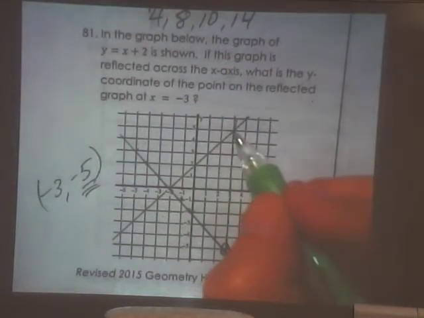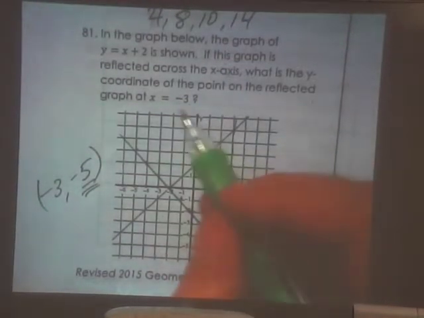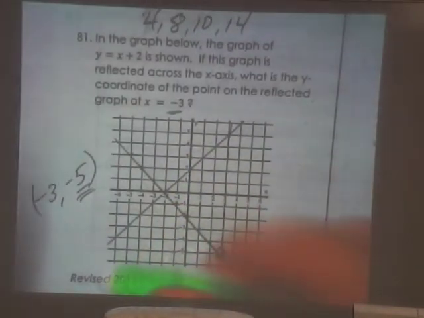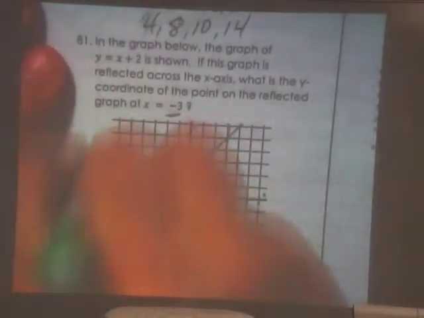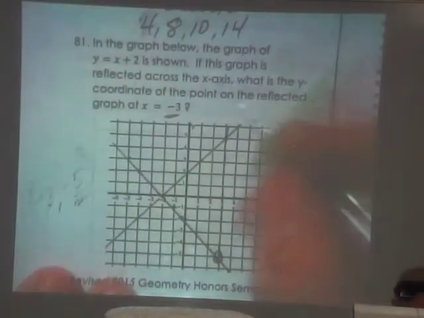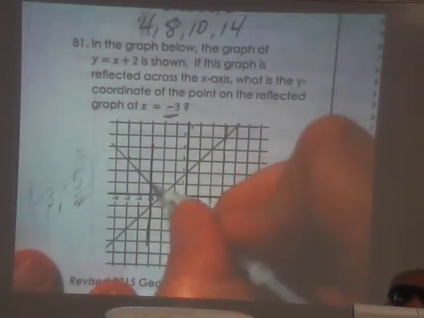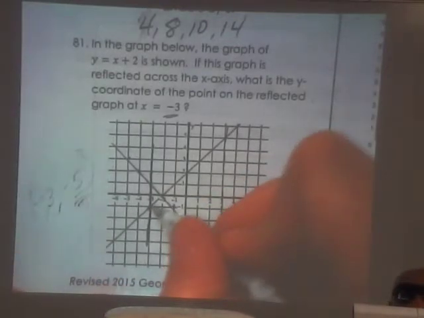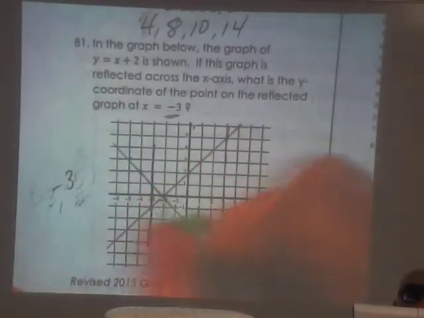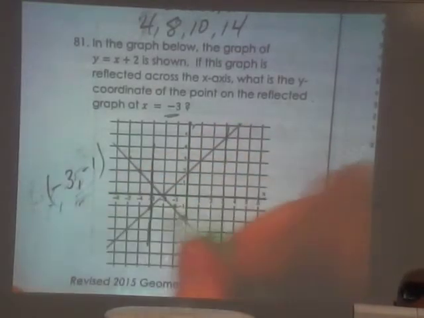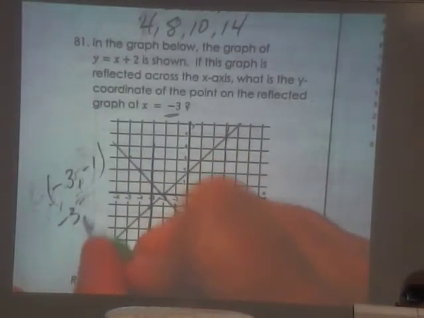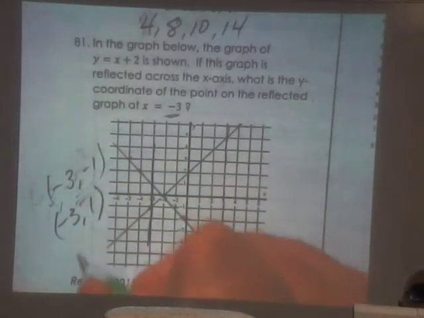This point here was, oh, look at this, negative 3. Why didn't I say something? X equals negative 3 would be over here. So this original point was here, negative 3, negative 1. And after we reflect it, it's negative 3, 1. So the answer is 1.